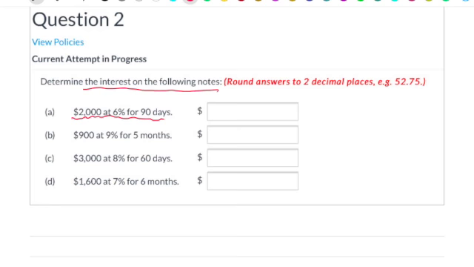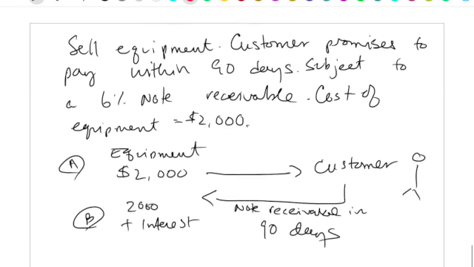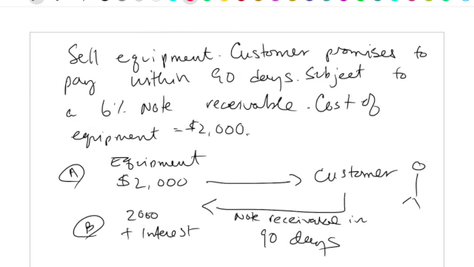The first one is we want to understand how to read this language. Well, we'll get to that in a moment. But more than that, let's understand what exactly a note is. That's the larger conceptual premise here. It's important that you understand a note in general in terms of what it is and how it differs from an account receivable. So let's imagine that we are a company and we sell equipment.